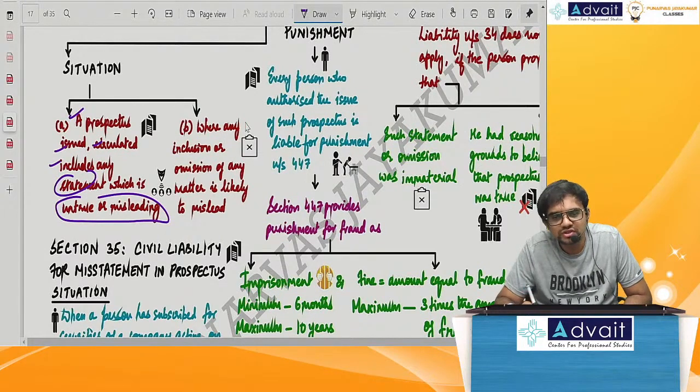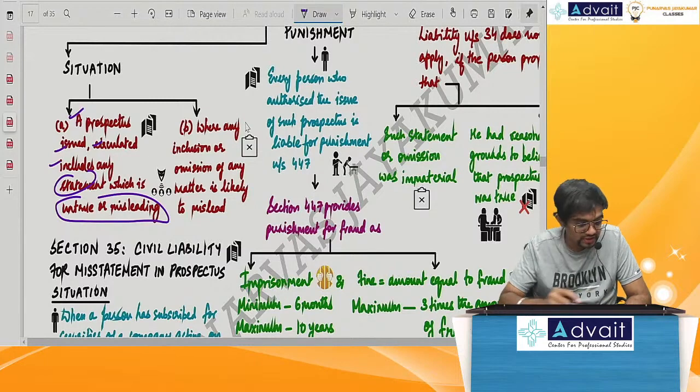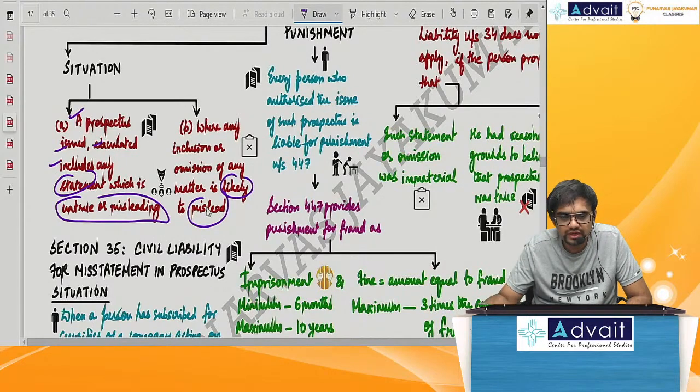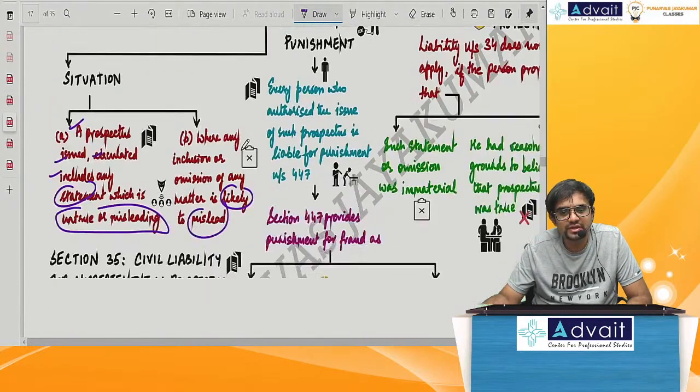There are golden rules of prospectus which say that the prospectus should tell the truth, only the truth and nothing but the truth. Even if you mislead the people by lying or even by suppression of information, that will be dangerous in the larger scheme of things. So where any inclusion or omission of any matter is likely to mislead the public, then there will be criminal liability in the prospectus.